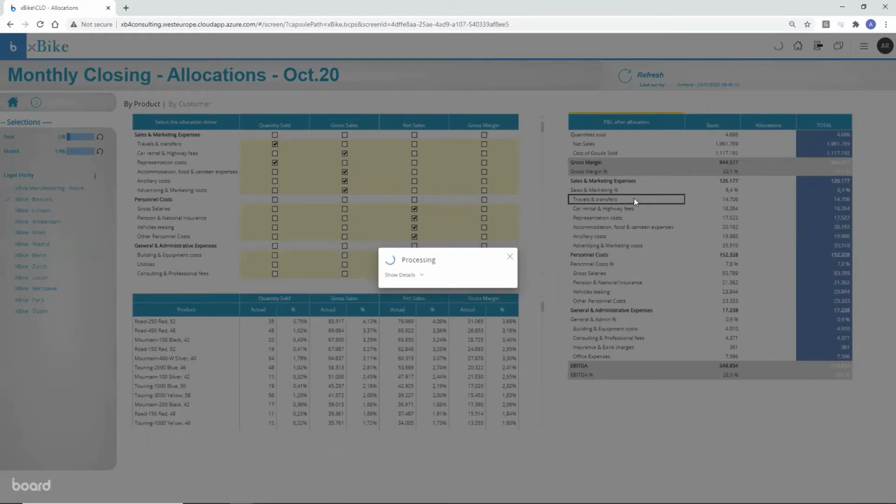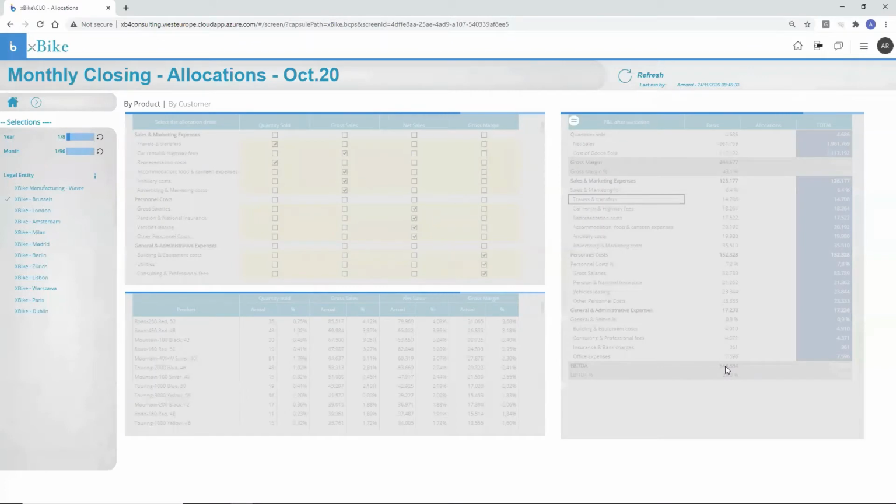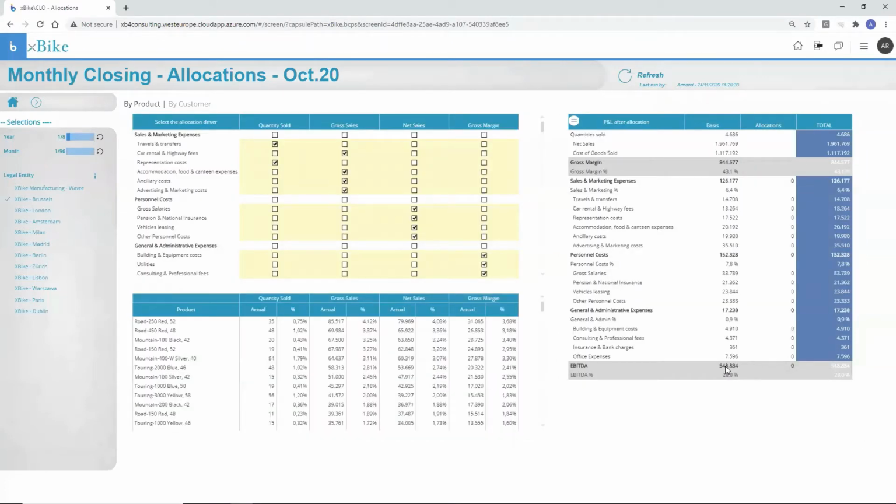So again, the objective here is to create my full P&L up to EBITDA by product and customer. And once my data is available by product and customer, I can also start analyzing my profitability at product level or customer level or any other level which are in the same hierarchy as my product and customer, such as product categories or customer country or the sales channels of my customers, etc.